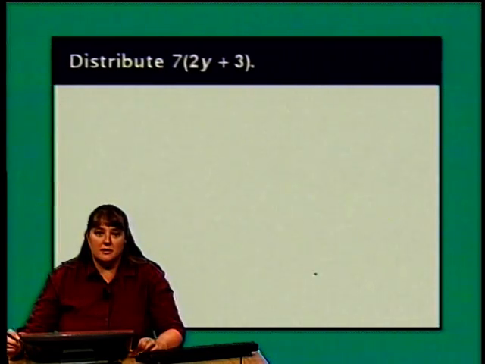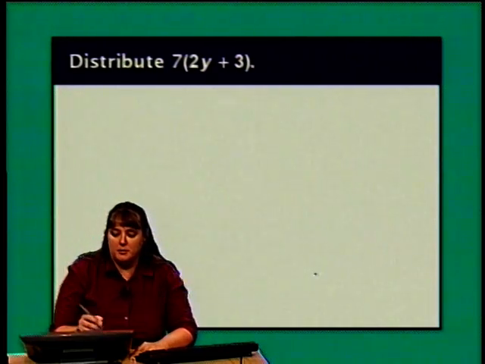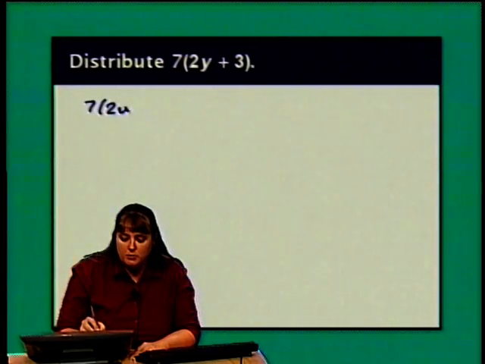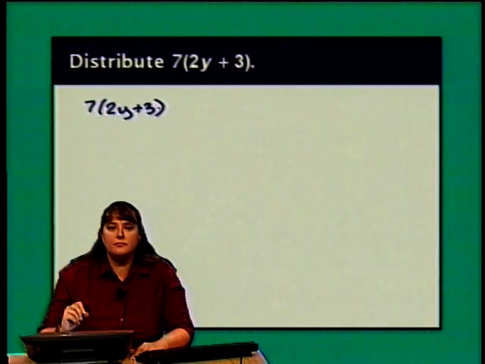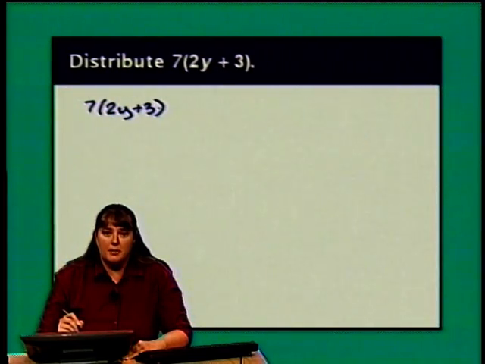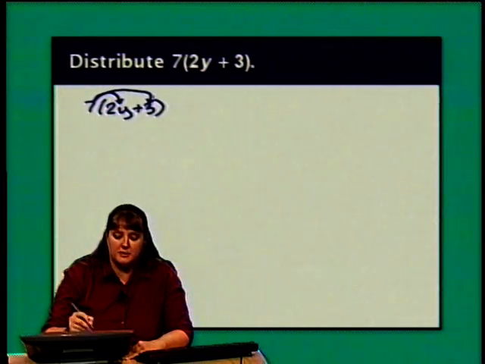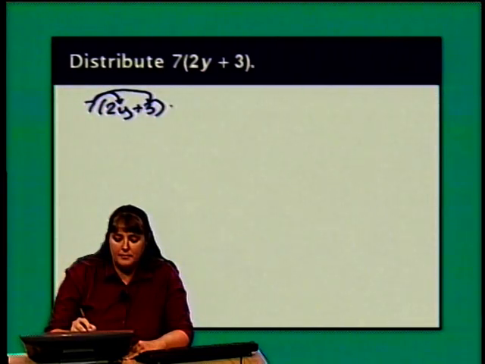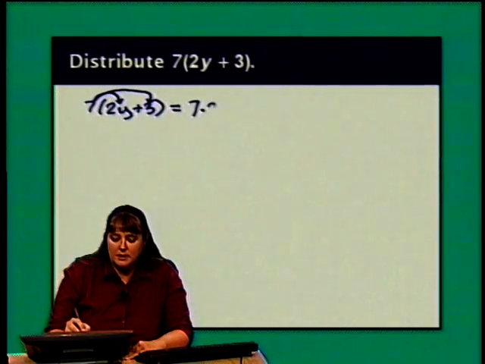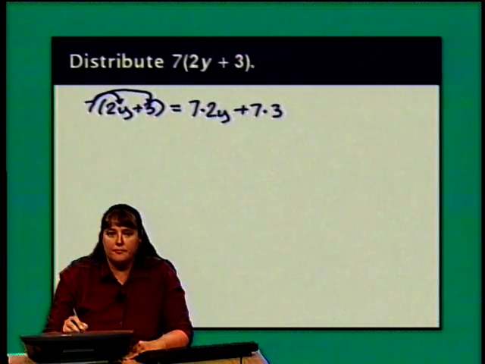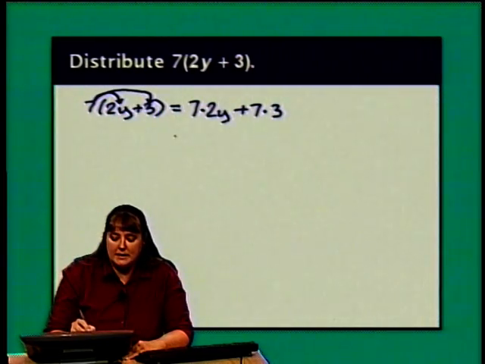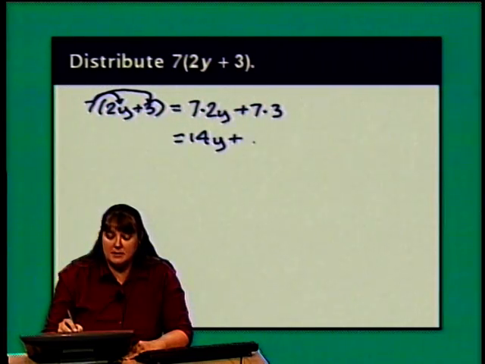Well, now let's just look at the distributive property alone without the geometric interpretation. Let's say I want to distribute 7 over the quantity 2y plus 3. So according to the distributive property, I need to distribute the 7 to the 2y, and I need to distribute the 7 to the 3. So I'd have 7 times 2y plus 7 times 3. Now 7 times 2 is 14, so my first term is 14y plus 7 times 3 is 21.